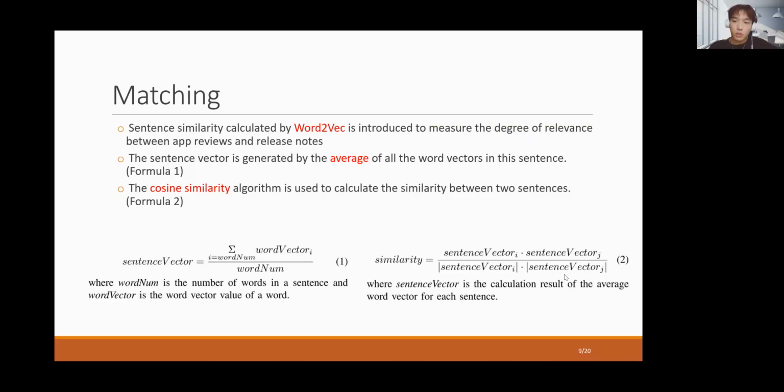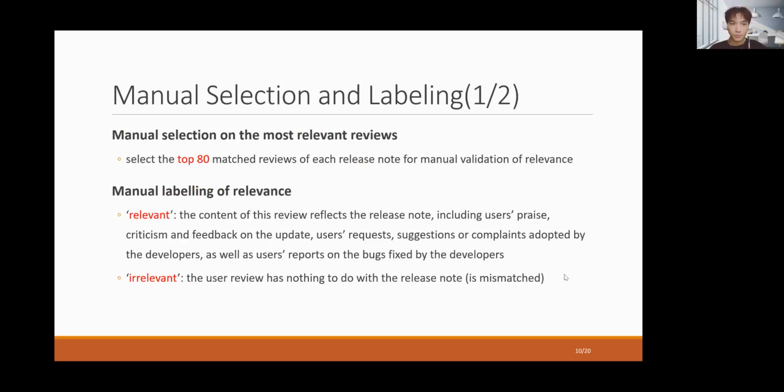So then we try to use release notes to measure relevant reviews. We first applied informative release note sentences and informative reviews to train the word2vec model, and we averaged all the word vectors in each sentence to get the sentence vector. Then we applied the cosine similarity algorithm to calculate the similarity between each release note sentence and all the review sentences. So we selected the top 18 matched reviews of each release note for manual analysis. That is 2,800 matched reviews in total.